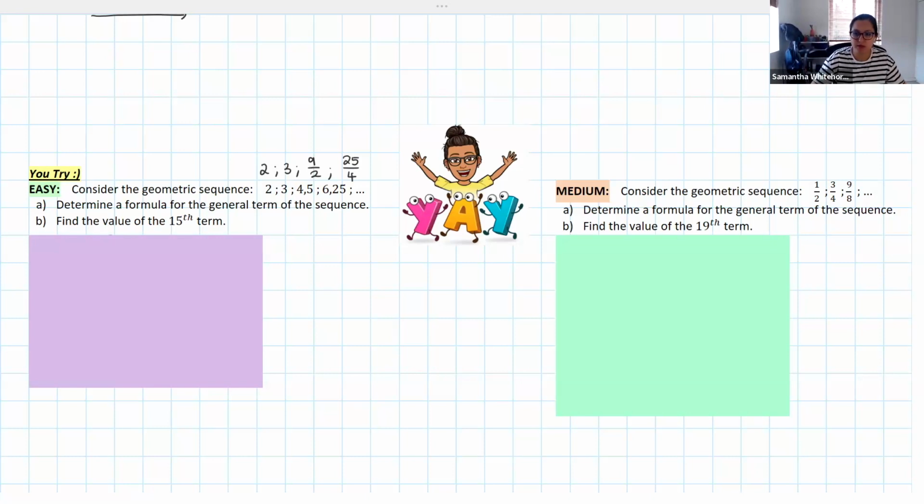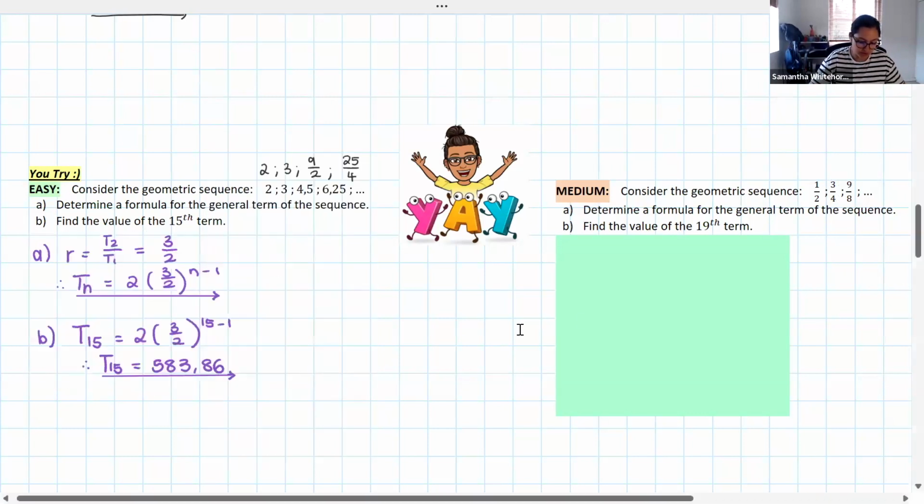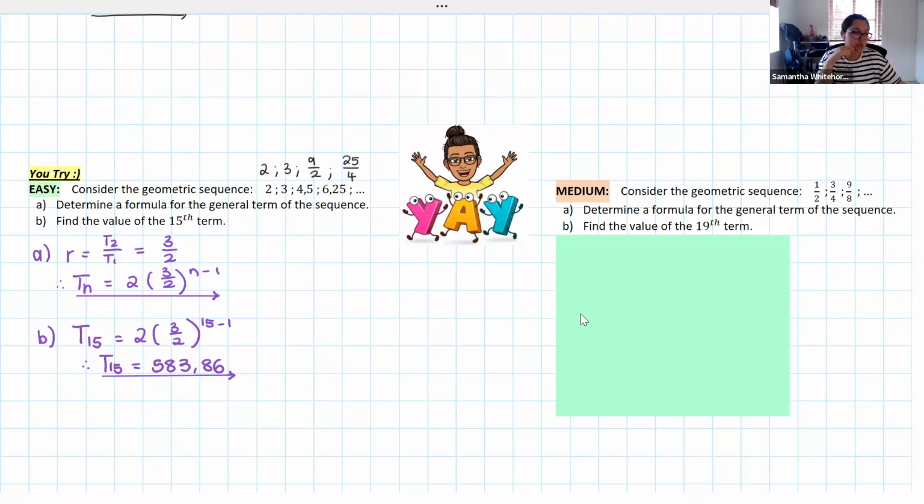Amazing, grade 12s, awesome. Right, let's have a see. Okay, so if you did the easy one, here are your answers. So remember, you are looking for the general or the nth term of the sequence, which means you have to know what the ratio is. You know what A is because I've given you the sequence. So you work out your ratio, sub it in, done. Nothing more that you need to do.